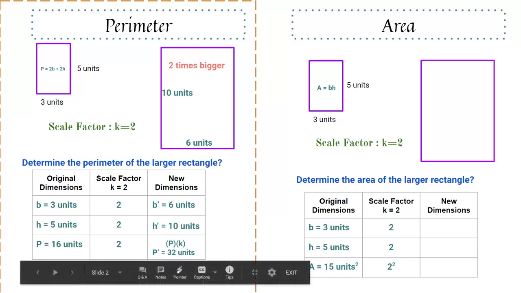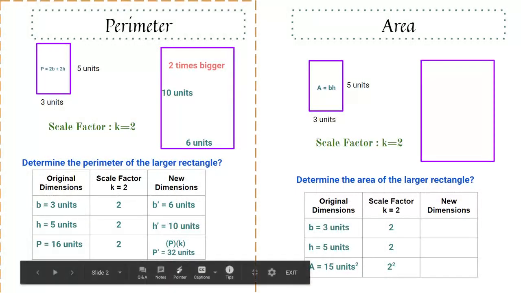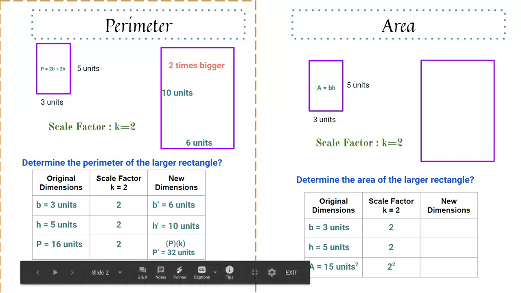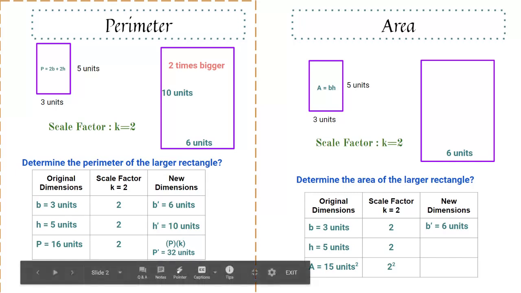I'm going to go ahead and fill in the measurements of the larger rectangle so that we can relate to the formula or the rule that I'm going to share with you. So the base of the original rectangle is 3 units times the scale factor of 2 gives us 6 units. The height is 5 units times the scale factor of 2 gives us 10 units.